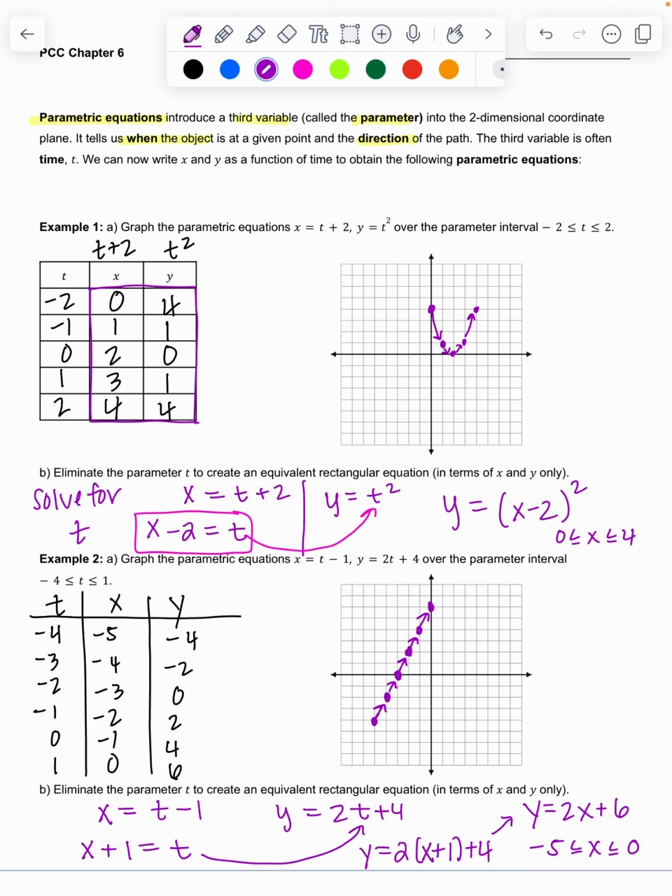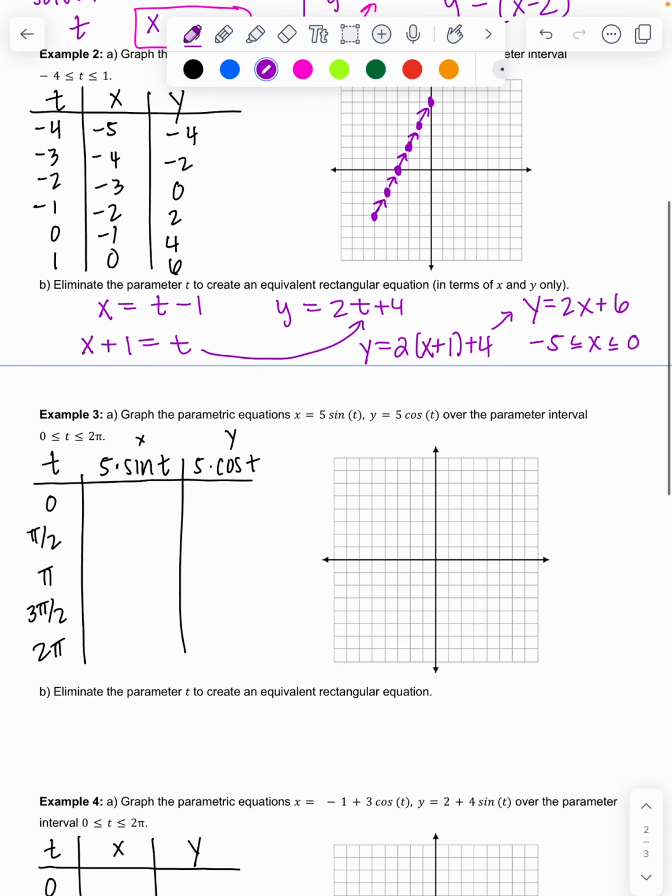Okay, we're going to do the same thing on the back, but instead of doing a linear or a quadratic equation for x and y, we actually are going to start using some trig functions.